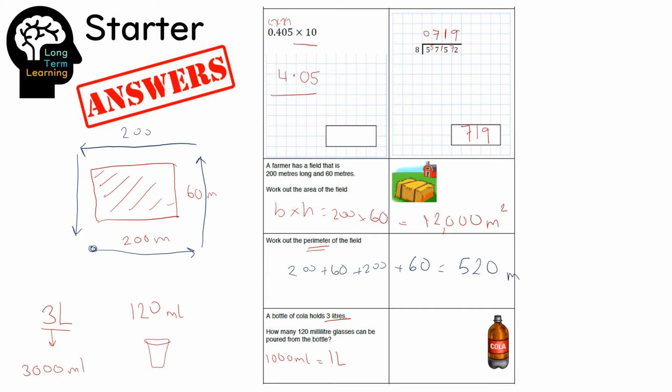So in order to find how many 120s fit into 3,000, I've got to do 3,000 divided by 120. And you can use a calculator for this one. We should get an answer of 25. So you can fill 25 glasses from that one 3-litre bottle.